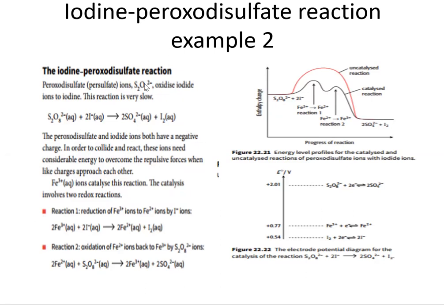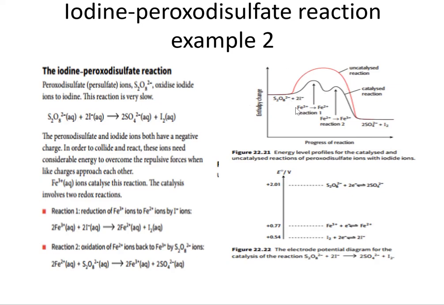Now this reaction can also be represented in the form of an energy profile diagram. Now in this energy profile diagram, we see there is one red hump, a big hump. This is the uncatalyzed reaction. Now, this big hump is basically where a large amount of energy is needed in order to make this persulfate and iodide react together.